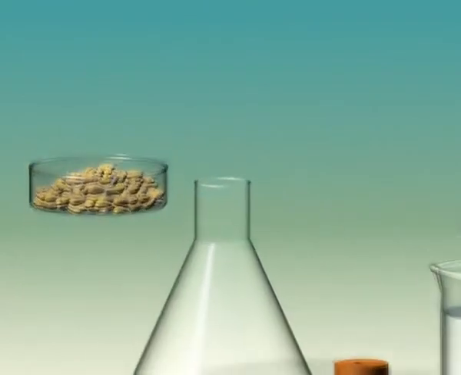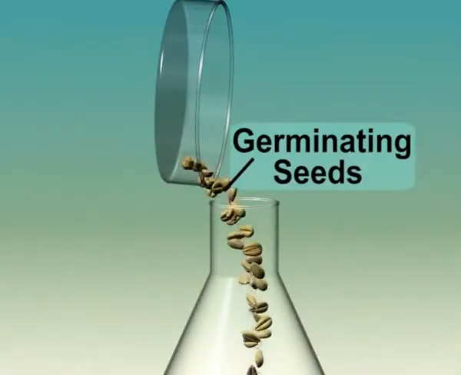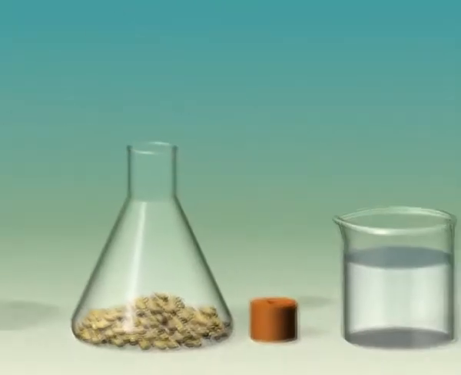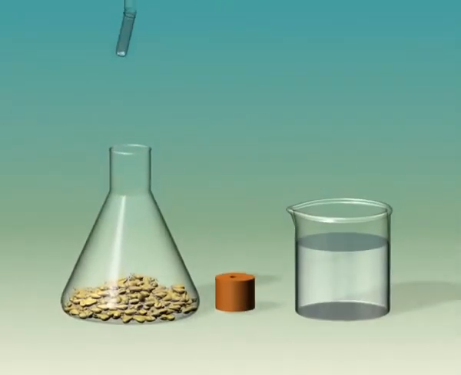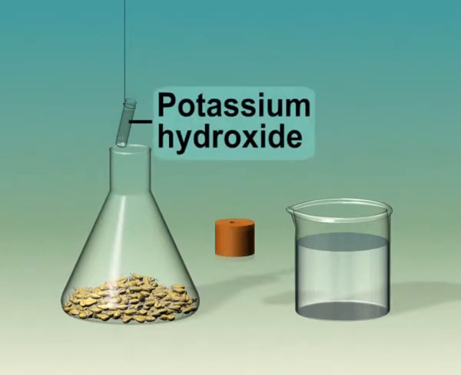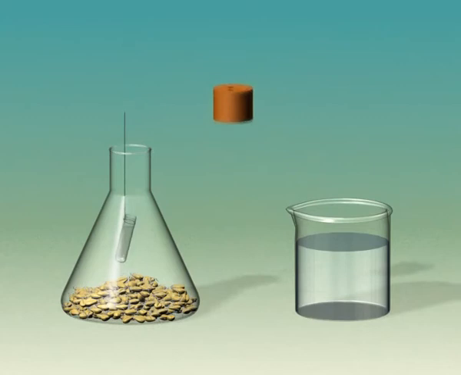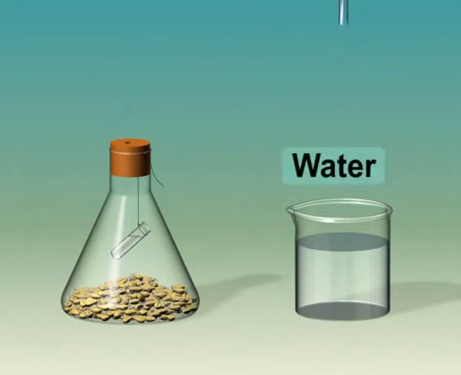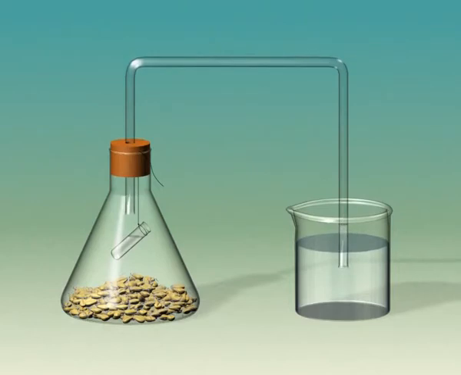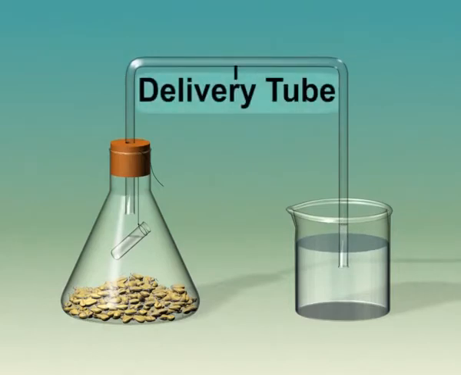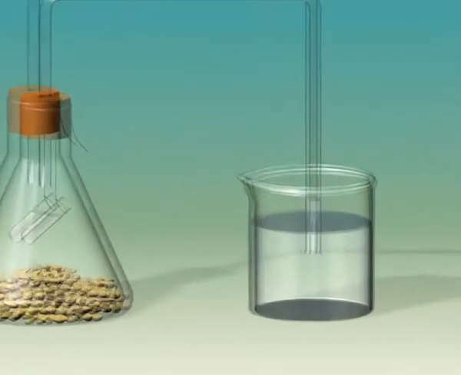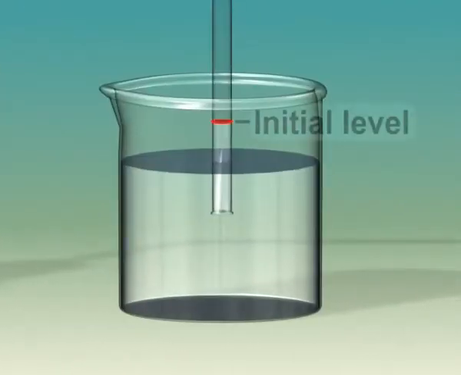Take a conical flask having germinating seeds in it. Suspend a small test tube containing potassium hydroxide solution in it. Cork the flask. On the other side, put a beaker almost half filled with water. Introduce a twice bent delivery tube, one end in the conical flask and the other end dipping in the water present in the beaker. Mark the initial level of water in the tube.